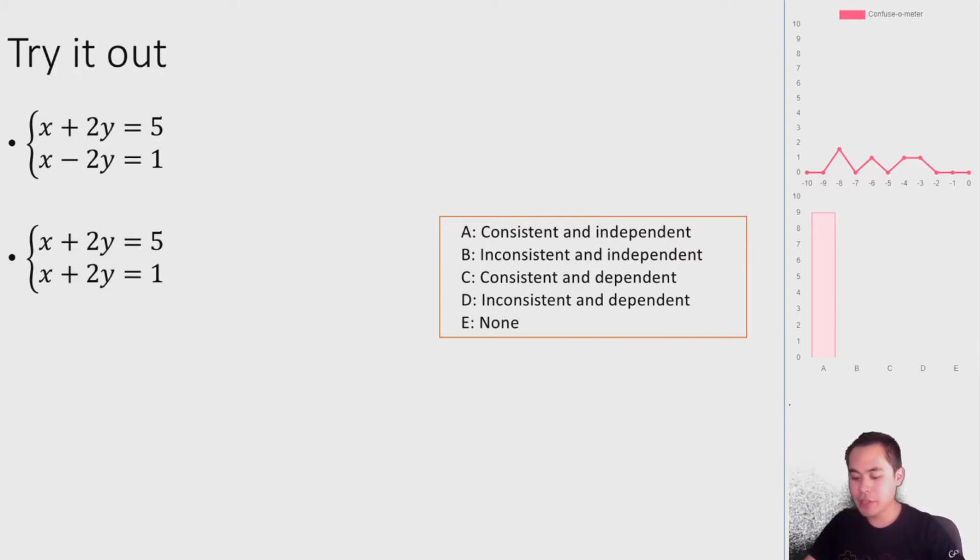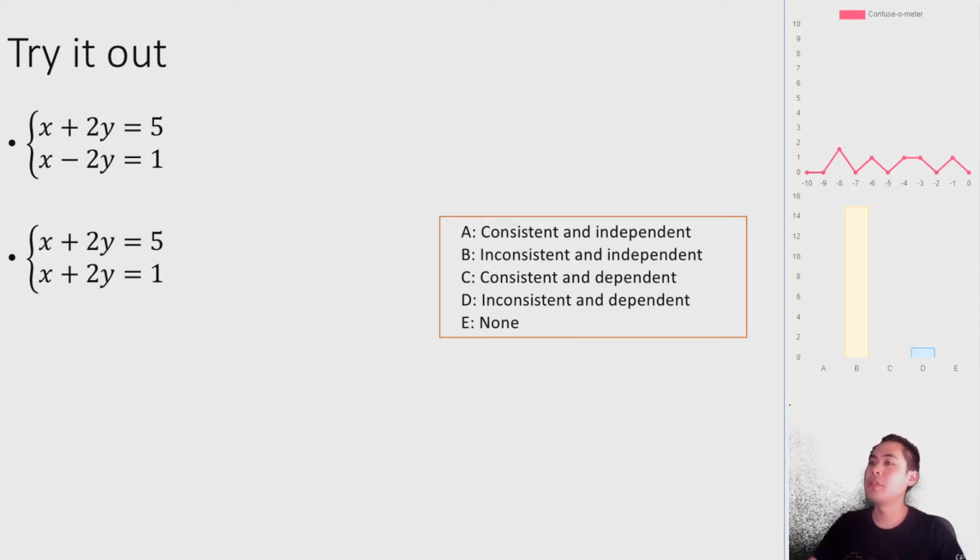Okay, so now let's try out another one. So if we have x plus 2y is equal to 5 and x plus 2y is equal to 1. So the first question is, is this consistent? And the second question is, is this independent? Okay, so we've started getting some replies. Mostly B's, it looks like. Let me wait until the graph updates.